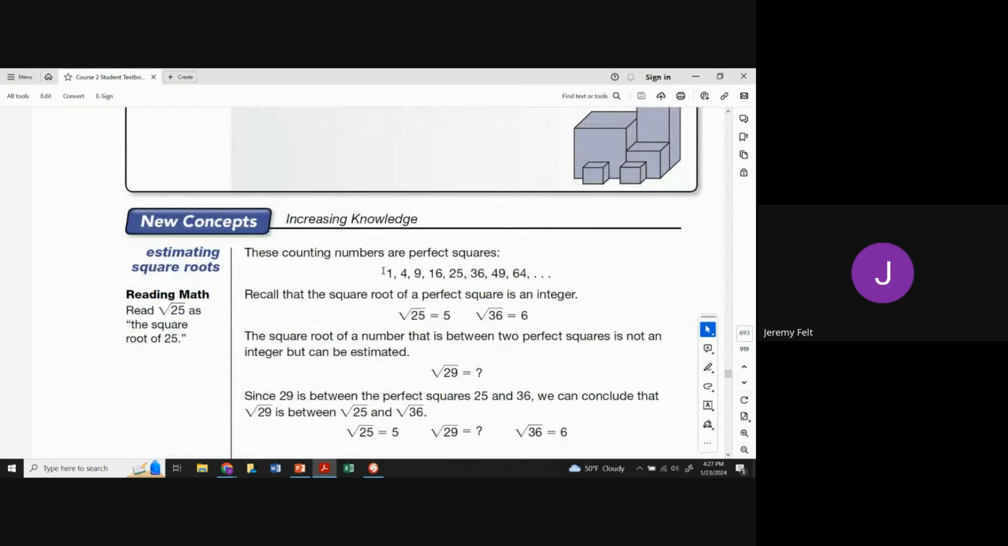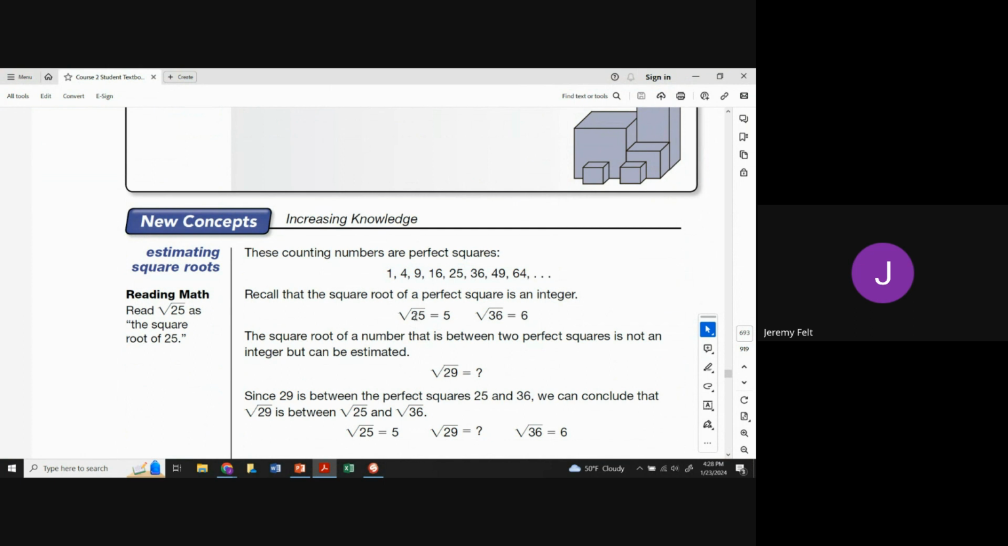So again, we know our perfect squares, or if we don't, we can go back and review those: 1 squared, 2 squared, 3 squared, 4 squared, 5 squared, 6, 7, 8, 9, 10, 11, 12. Usually we take it out to 12 as far as memorizing the multiplication tables. So square root of 25 is 5. Square root of 36 is 6. But then if we're looking at the square root of 29, well, that's irrational.